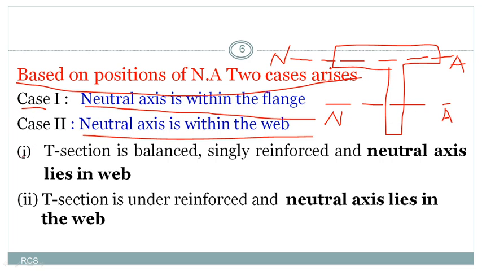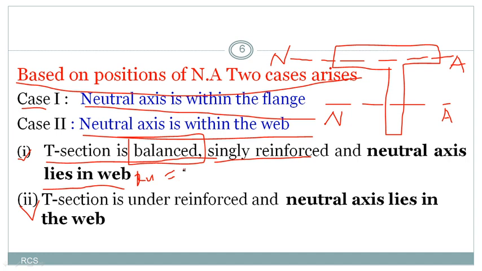Again, in this case 2, we have two sub cases, 1 and 2. What is the first case? The T section is a balanced section. That means it is a balanced section and a singly reinforced section. Though we have the neutral axis in the web portion, this T beam will act as a balanced section. We get the balanced section when the actual depth of the neutral axis is equal to the limiting depth of neutral axis, that is XU equals XU max. So for this case, we have to calculate the moment of resistance with respect to case number 2, sub case 1.